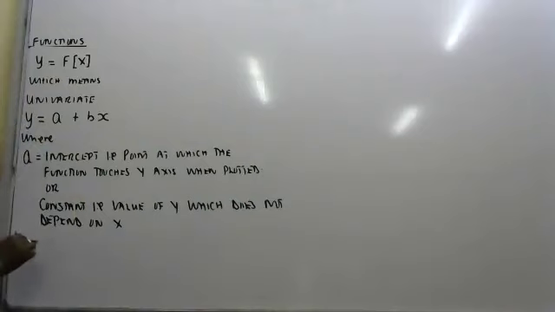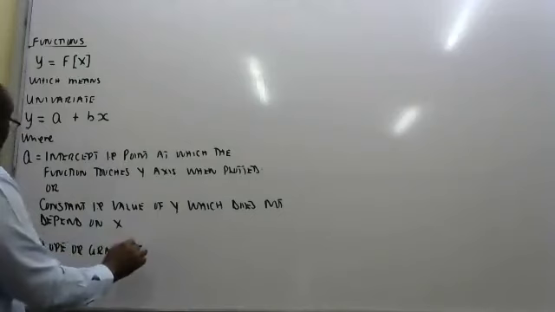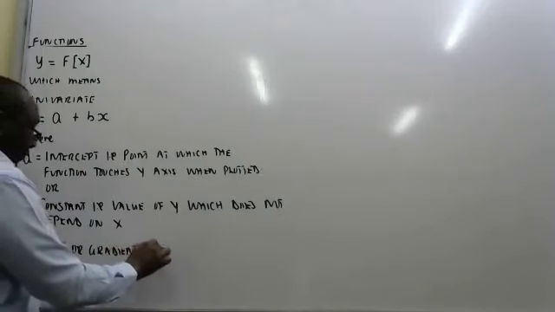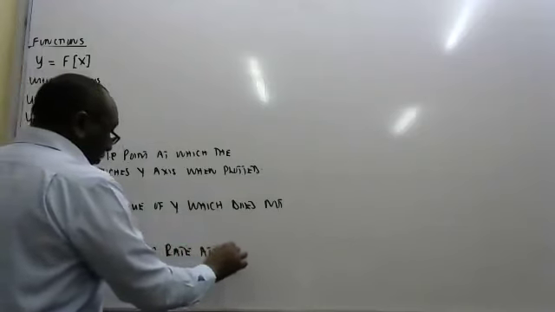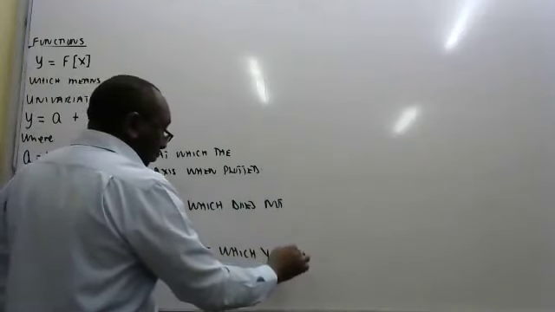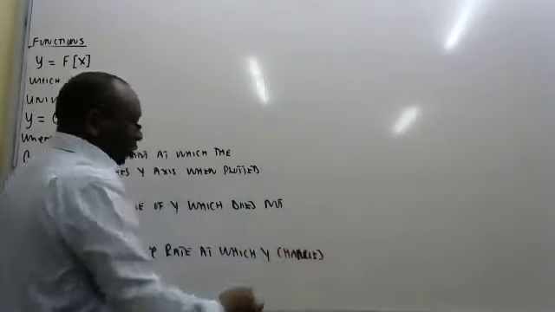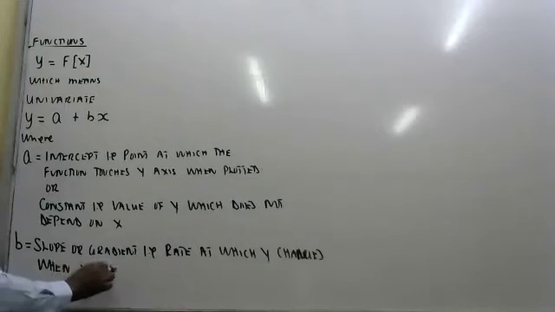B is called slope or gradient, and that is the rate at which y changes when x changes by 1 unit.